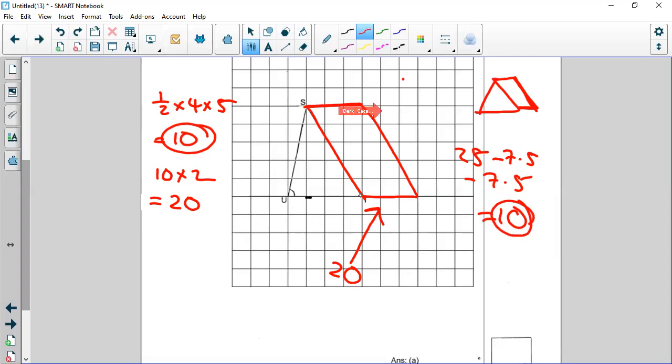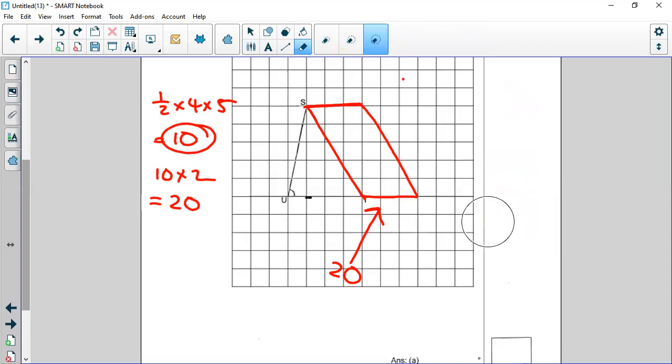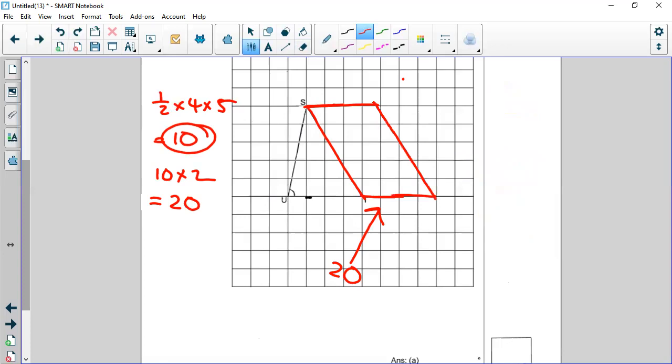We may need to make it bigger some more. Let me just fatten this parallelogram a bit, because you need to have 20 squares to make it up. So this is a bit of guess and check. Now let's try and see whether we get 20 squares to make up this parallelogram.